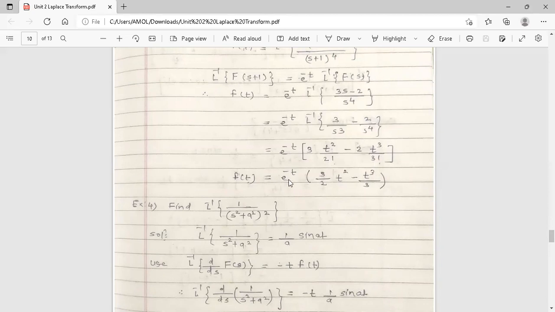And so f of t is equal to e raised to minus t, into (3 upon 2) t square minus 2 upon 3 factorial. 3 factorial means 6, 3 into 2 into 1. 2 upon 6 means 1 by 3. 1 by 3 into t cube. So this is your answer for the given one.